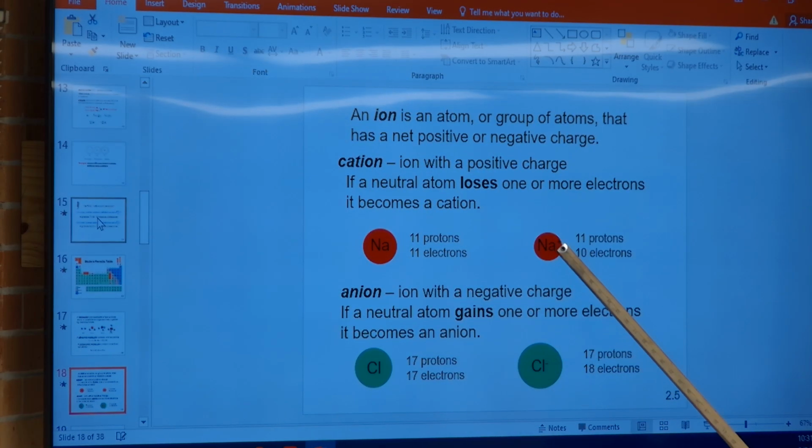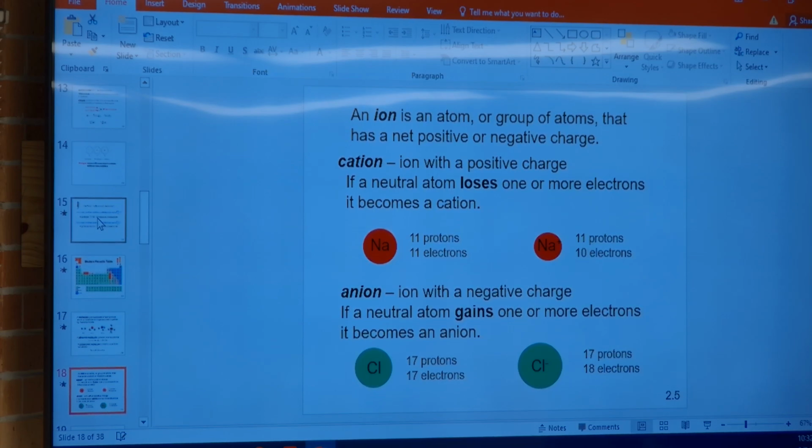Like sodium, carrying positive 1 charge. This is a cation. If this atom or group of atoms carries negative charge, then we give a name, anion. Like chlorine, carrying negative 1 charge, we call chloride. So why does this atom or group of atoms carry negative charge or positive charge?